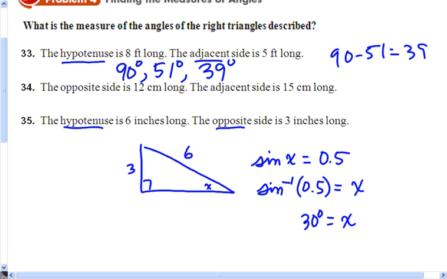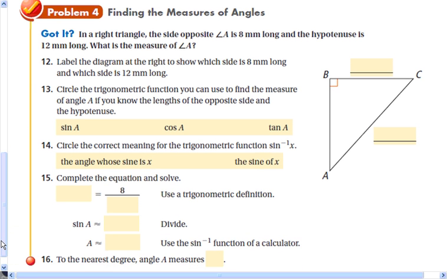So in this problem, we know that one angle is 90, one angle is 30, so the other one has to be 60. So that's how you use the sine inverse. Sine angle. All right? I'll let you try that.